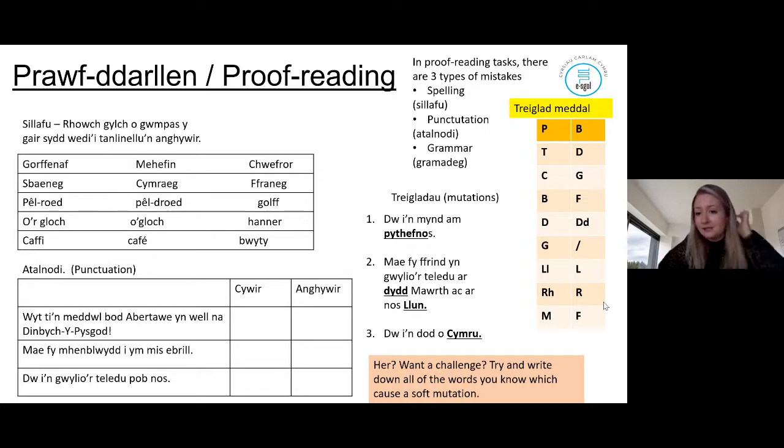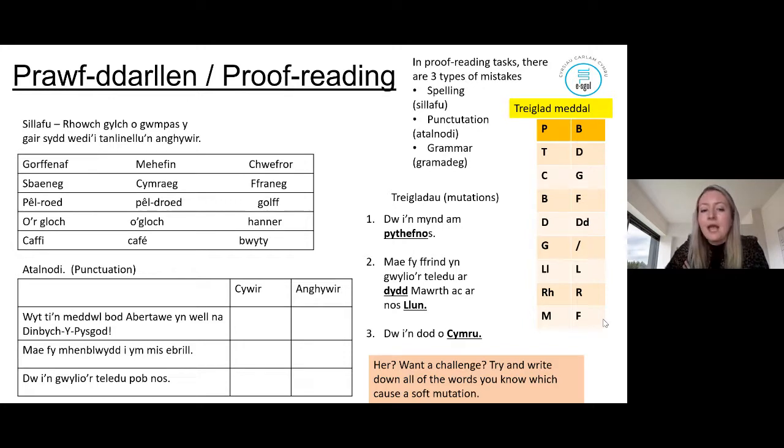So da iawn, we've had some answers in that the first one is actually anghywir. The first one is incorrect because it's a question, isn't it? Wyt ti'n meddwl, do you think that Swansea is better than Tenby? So it needs a question mark. Okay, it needs a question mark. So that's something you need to be aware of. If it's a question, make sure it's got a question mark.